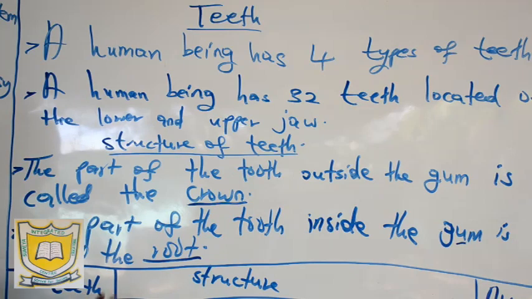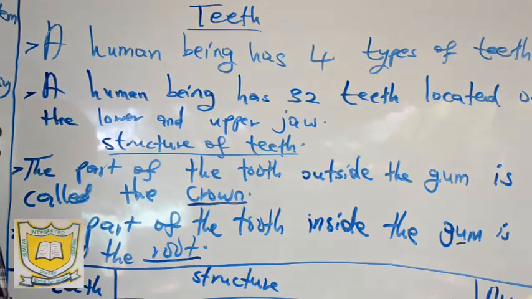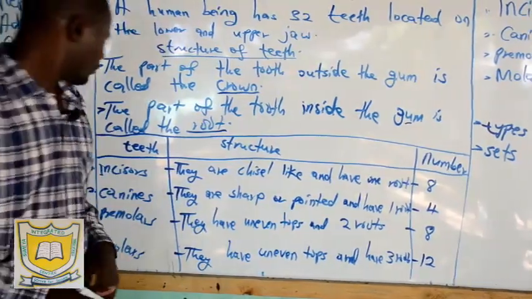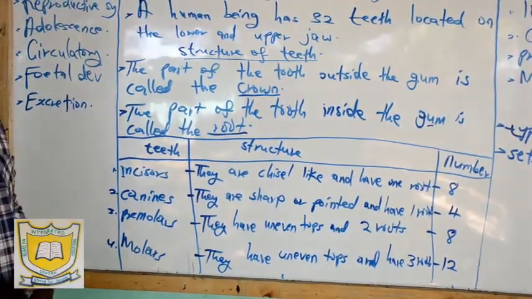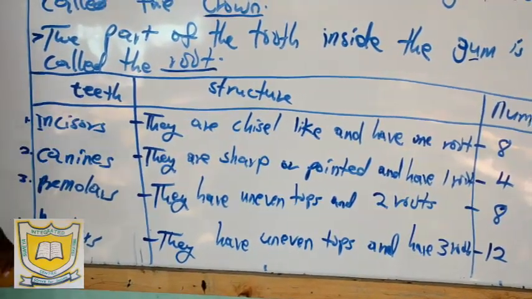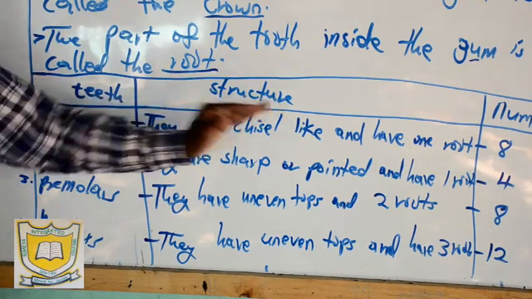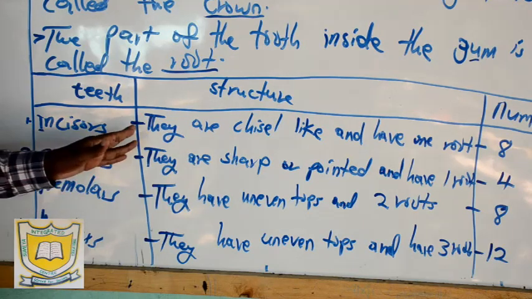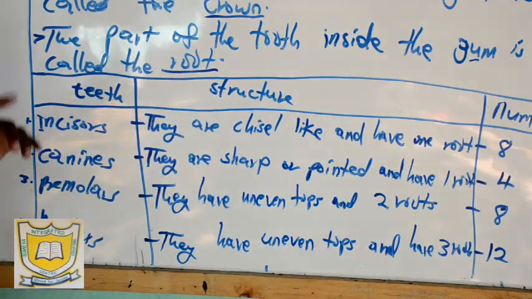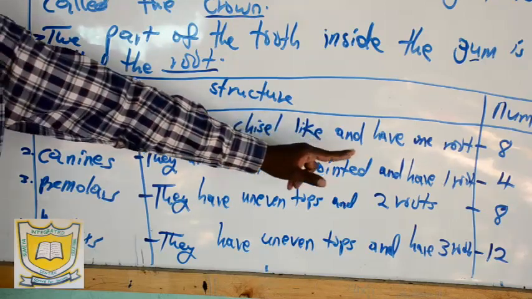Now, when you talk of the structure, the 4 types of teeth have different structure and also different number of roots which is found inside the gum. Now, what are the structure of the teeth? We have the first type of the tooth, which is incisors. The structure of incisors, we say they are chisel-like. You understand what a chisel is. So incisors are chisel-like and only have 1 root.